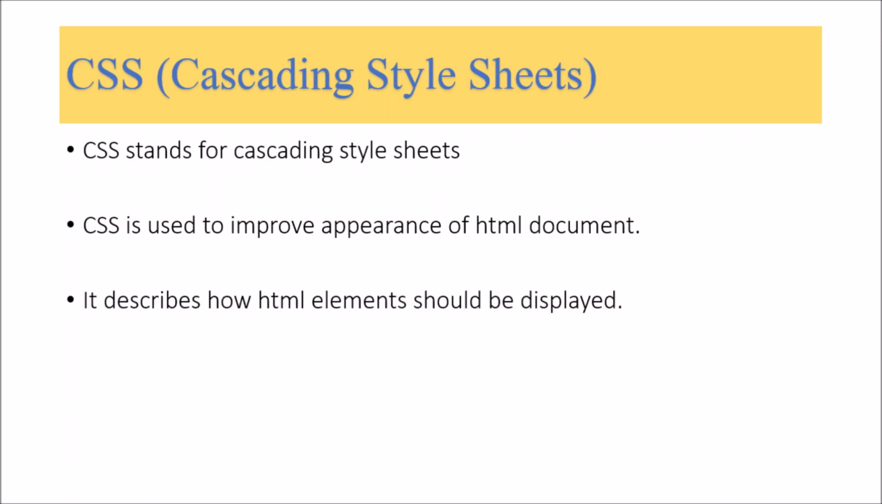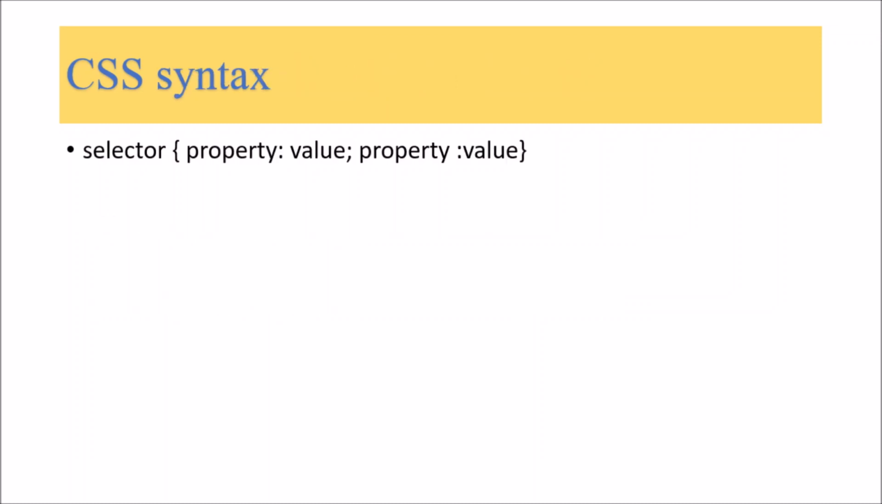Now CSS describes how HTML elements should be displayed. That means what the appearance is, what the color of that particular element will be, what the background of that element will be, and what the font of the element will be. So it describes how HTML should be displayed, and this is done by using CSS, that is cascading style sheets.